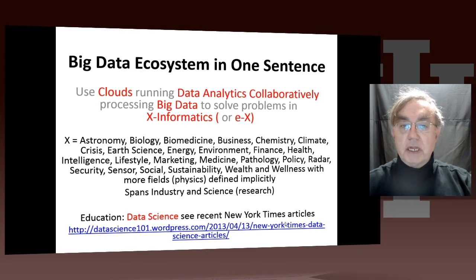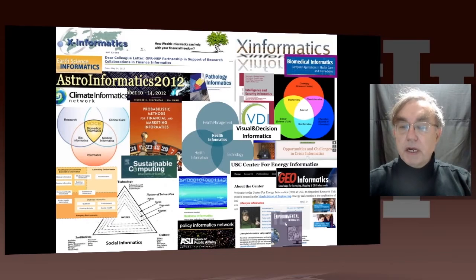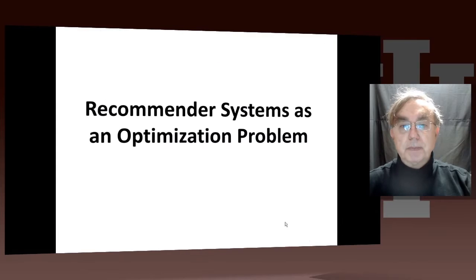As always, we're using clouds, we're running data analytics. As we saw very amazingly in the physics example with 3,000 people on an experiment, we have to do it collaboratively. And we're processing big data and we're solving problems in X informatics. Here we have our collage of the various areas of informatics defined on the web. And as we noted, this is just a sample of some of the actual areas of X informatics. Not all of them, like physics informatics, doesn't yet exist. And this we might even call commerce informatics, lifestyle informatics. We've used various names for this in the past.